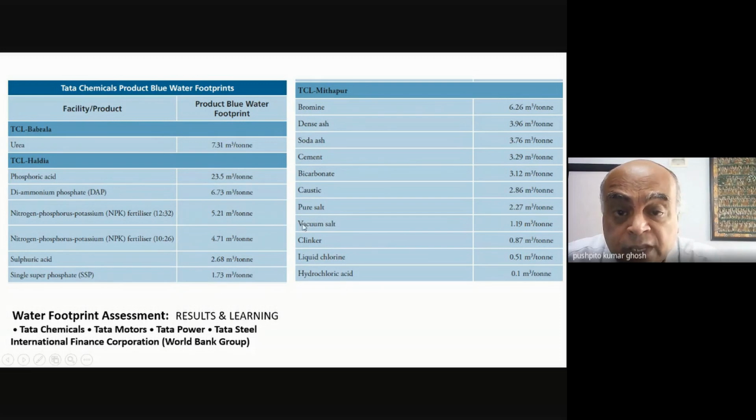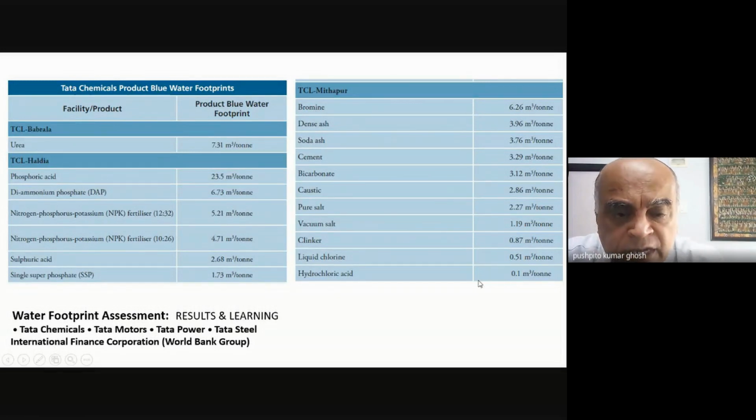So you can see, even for salt, pure salt, 2.27 meter cube per ton, you would have thought you would only require seawater to make pure salt. That's not true. Phosphoric acid, look at it, 23.5 meter cube per ton of phosphoric acid. Diammonium phosphate, one of the biggest fertilizers being consumed. And so all of them, caustic soda, soda ash, all the things that you have learned, bromine, all of them.